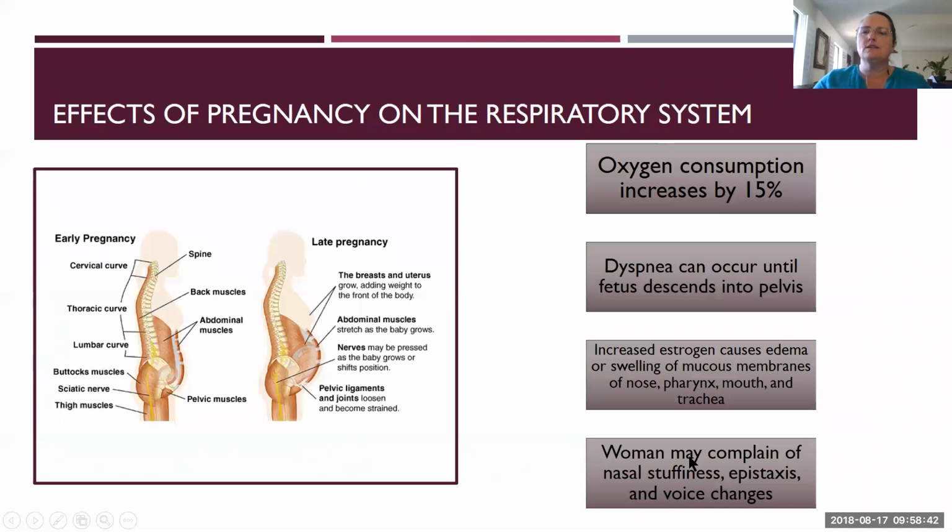So the respiratory system, we have increased oxygen consumption. Sometimes a woman will have a hard time breathing, like I said before, as that baby starts to grow, and then it gets easier to breathe as the baby starts to settle down into the pelvis again, getting closer to delivery. Women complain about nasal stuffiness and nosebleeds and voice changes, and this is usually related to the estrogen changes that is helping to keep our body pregnant.